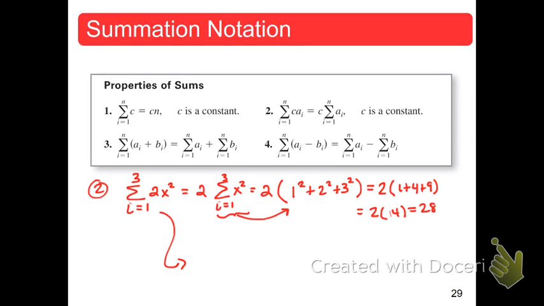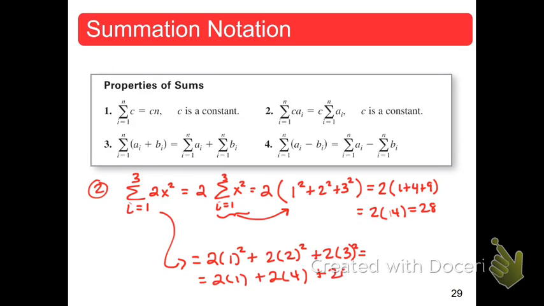It's the same answer if you had done this instead. You could have said this is going to be equal to 2 times 1 squared plus 2 times 2 squared plus 2 times 3 squared. It just keeps us from having to write that 2 each time. Because if you work this out, you get 2 times 1 plus 2 times 4 plus 2 times 9. So you get 2 plus 8 plus 18, which is equal to 28 as well. It just keeps you from having to write that constant every single time.